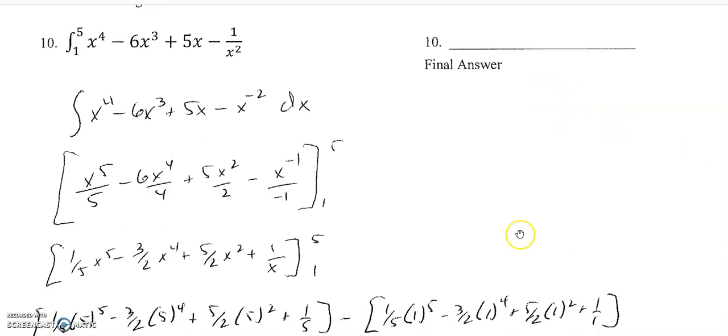So for number 10, the integral of x to the 4 minus 6x cubed plus 5x minus x to the negative 2 dx, the integral of x to the 4 will be x to the 5 over 5. The integral of minus 6x to the 3rd will be minus 6x to the 4 over 4. The integral of plus 5x will be plus 5x squared over 2. And the integral of minus x to the negative 2 would be minus x to the negative 1 over negative 1. Then we're going to go from 1 to 5. But we'd like to simplify first, make this a little bit easier.